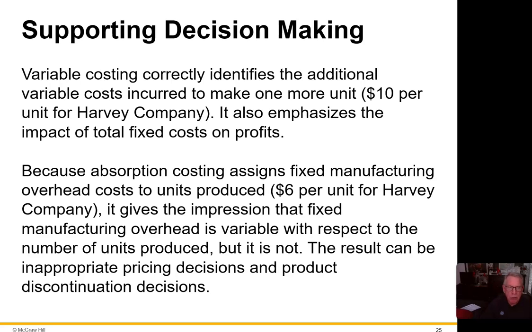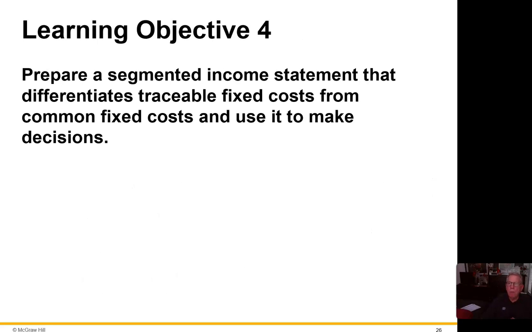So be sure you understand that the $6 per unit that we've calculated for the Harvey Company is not a variable cost. We sort of pretend that it is sometimes, and frankly, some of our people get confused when they look at that, but it is not a variable cost. Okay, so we can prepare a segmented income statement that differentiates traceable fixed costs from common fixed costs and use it to make decisions.